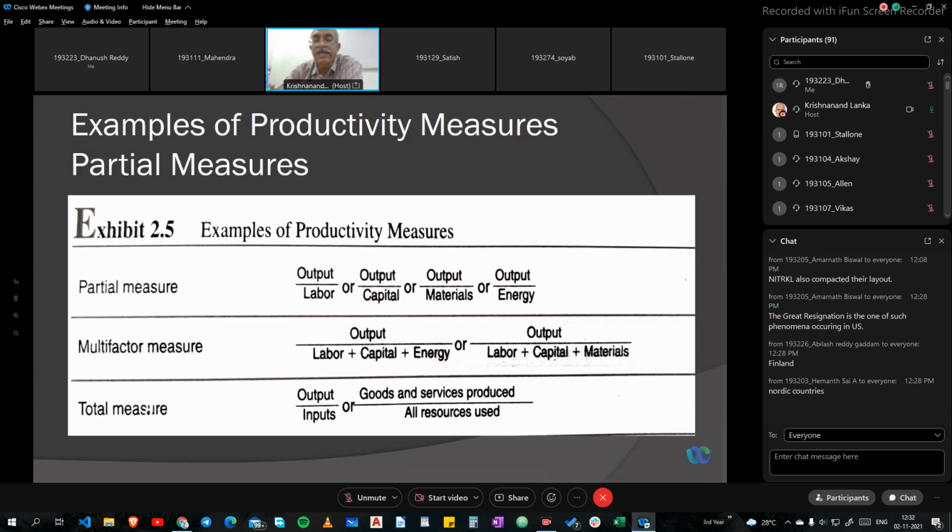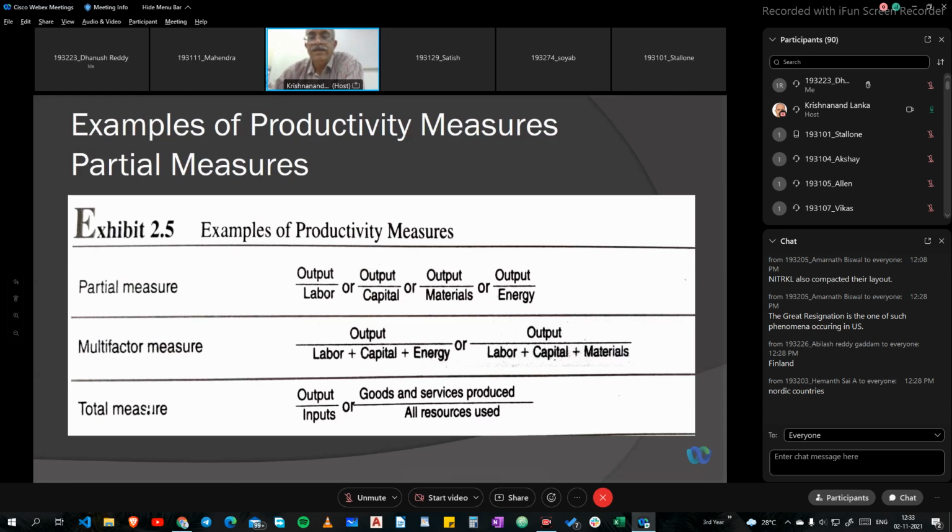But anyway, here output can be anything, whether it is in terms of rupee value or in terms of number of units. For example, the number of cars that you are producing for a given investment of so much, or the number of washing machines coming out for a given amount of capital investment, or it may be sales also. So whatever the output, the numerator and denominator units can be different.